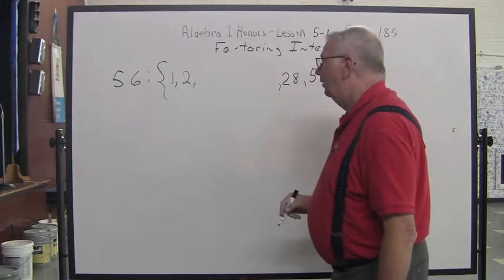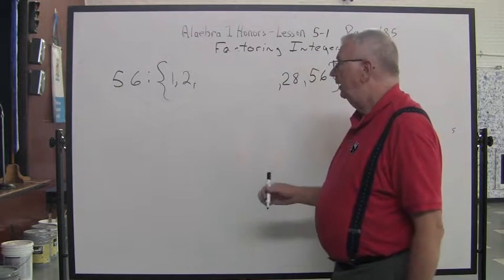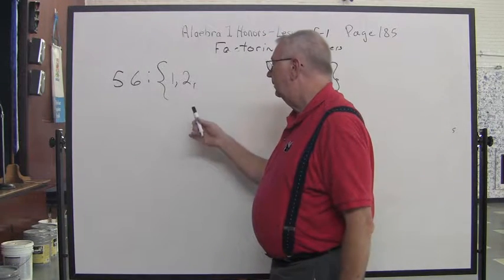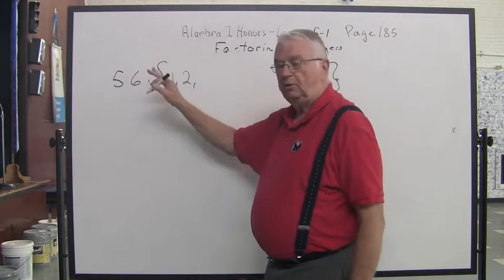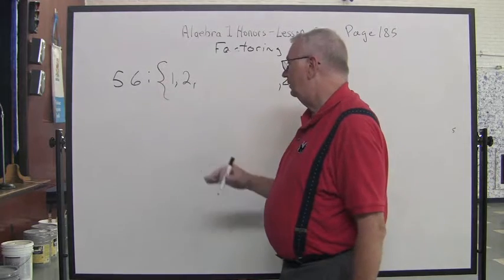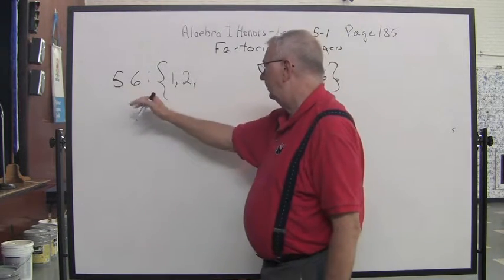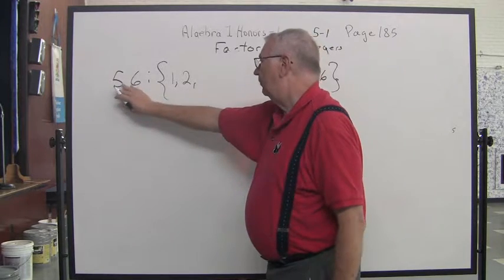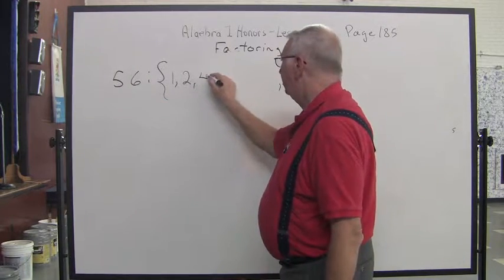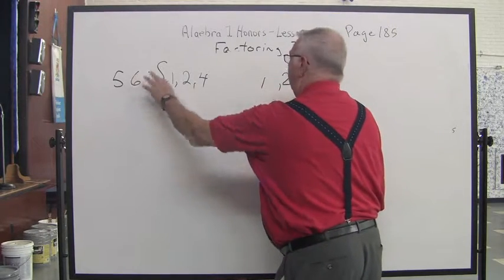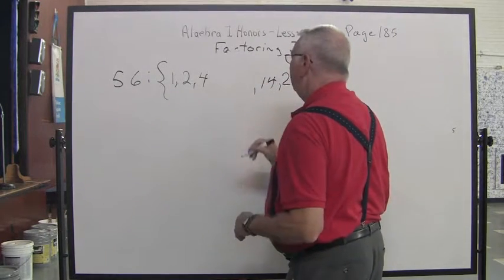Now I look and go to 3. If I add the sum of the digits here, 5 and 6 is 11, 3 does not go into 11, so 3 is not going to be a common factor here. If I go to 4, now 4 does go into 56. So 4 goes into 5, 1 time, carry a 1, so 14.